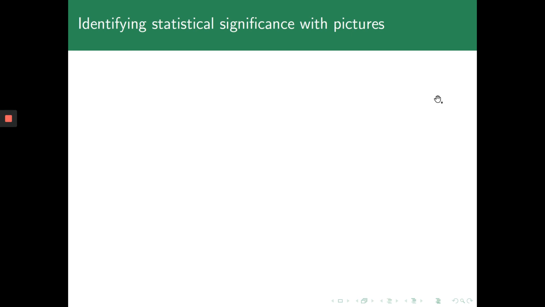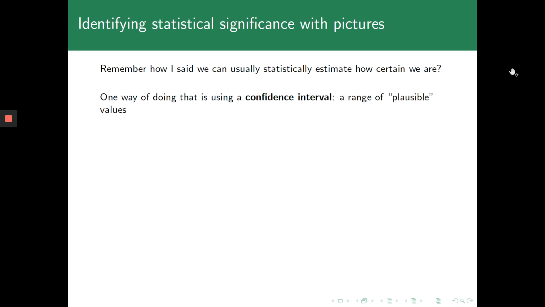Okay, identifying statistical significance with pictures, different story. I said earlier that we can usually estimate how uncertain we are or how certain we are using various statistical methods. One way of doing that is something called a confidence interval. I'm not going to go into the technical explanation, but you can think about it as a range of plausible values. Okay, so think about an ice cream cone, right? The average caloric intake of an ice cream cone is 285 calories. I'm making that up.